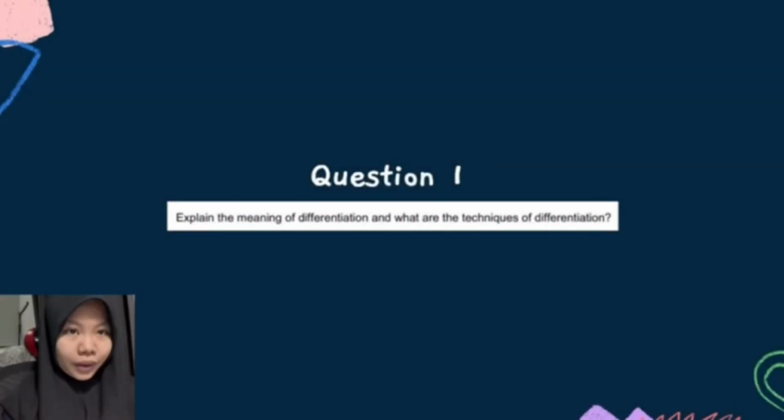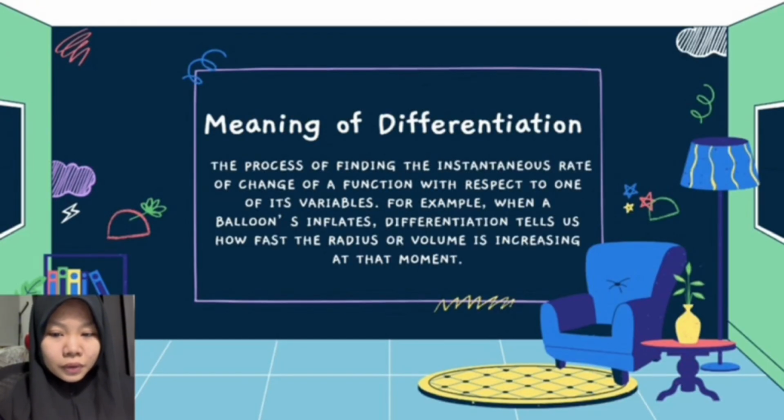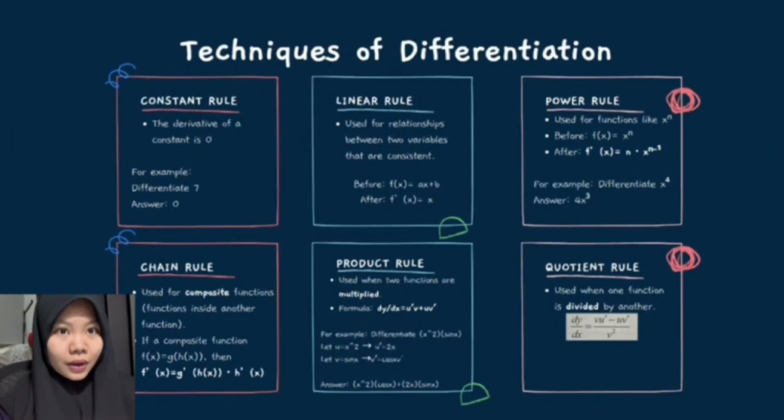We're doing question number 1. Explain the meaning of differentiation and what are the techniques of differentiation. Meaning of differentiation: the process of finding the instantaneous rate of change of a function with respect to one of its variables. For example, when a balloon inflates, differentiation tells us how fast the radius or volume is increasing at that moment. Techniques of differentiation.